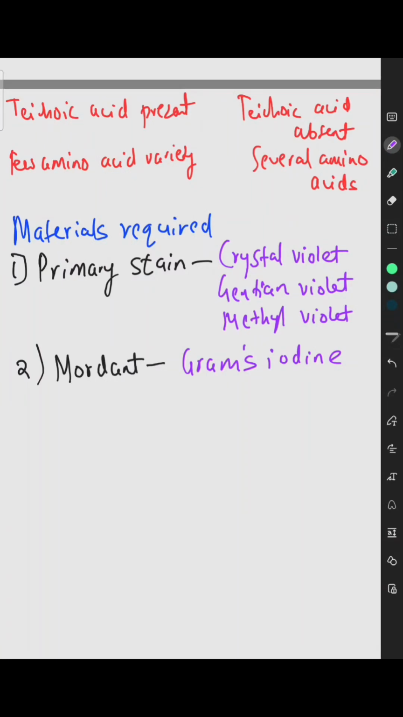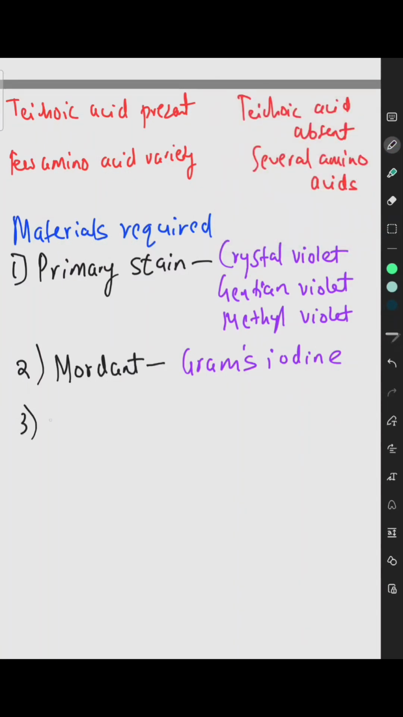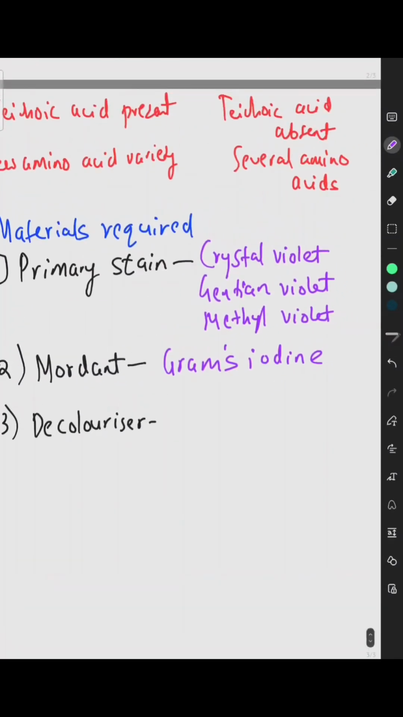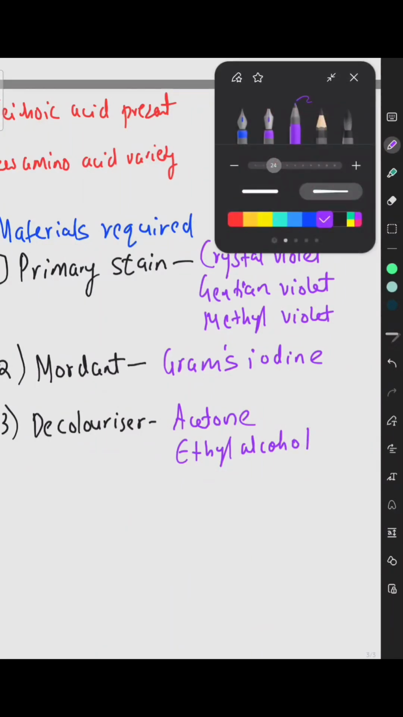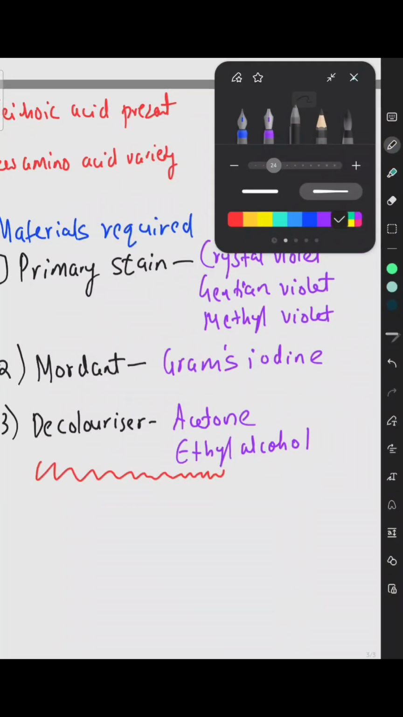The third item after this which we will require is a decolorizer. Now a decolorizer is the most crucial step. So we can use acetone or we can use ethyl alcohol. The duration you keep each will differ, which I will explain more in the procedure. So just to reiterate, the decolorizer is the most crucial step.